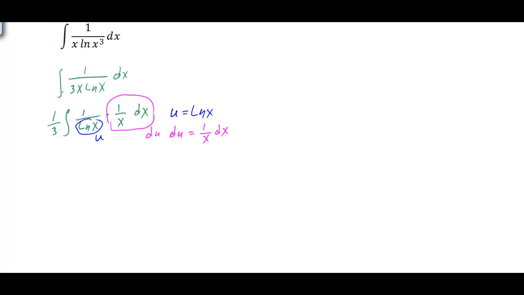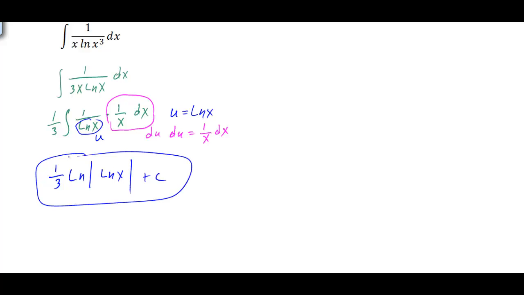So therefore we would simply have 1/3 natural log of u. Okay, so it's the absolute value of our u. Now what is u equal? Well, u is equal to the natural log of x. So we would have ln of x. So you're taking the natural log of the natural log of x plus our constant. So there is our integral.